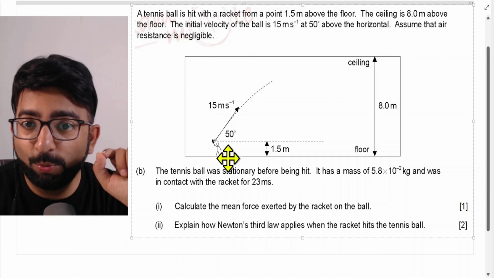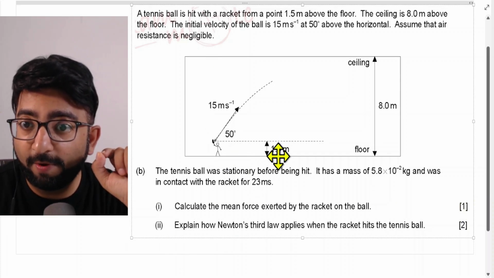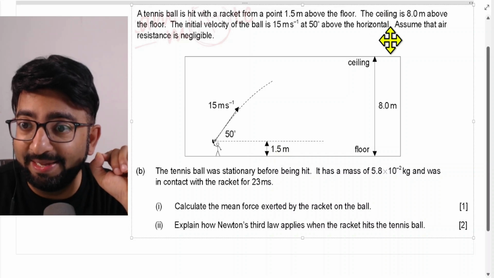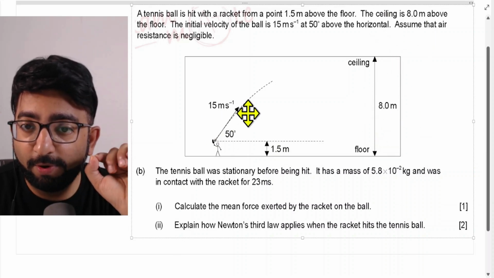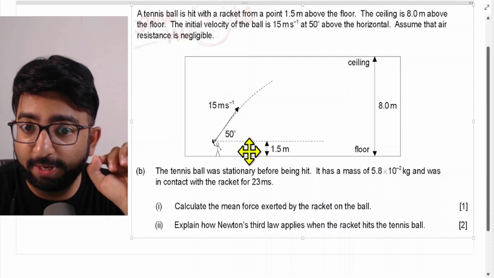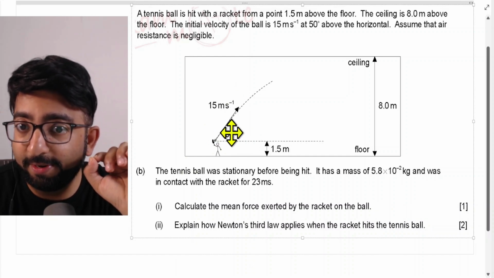A tennis ball is hit with a racket from a point 1.5 meters above the floor. The ceiling is 8 meters above the floor as shown in the diagram. The initial velocity of the ball is 15 meters per second and the angle is given as 50 degrees.